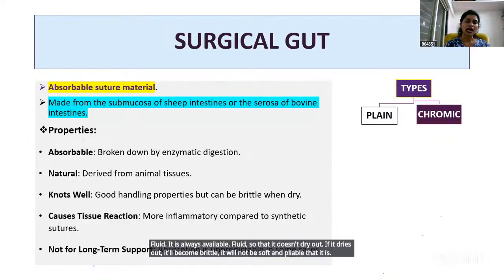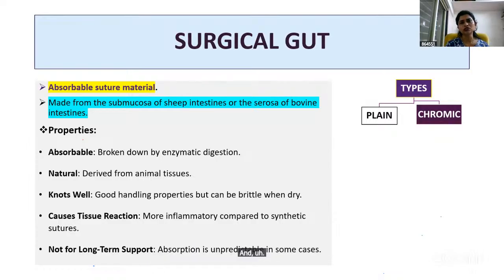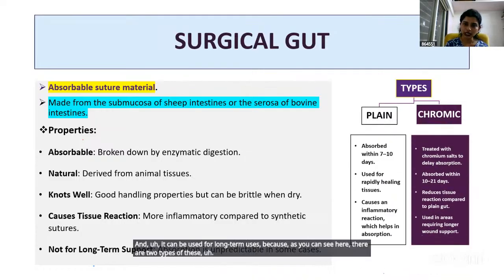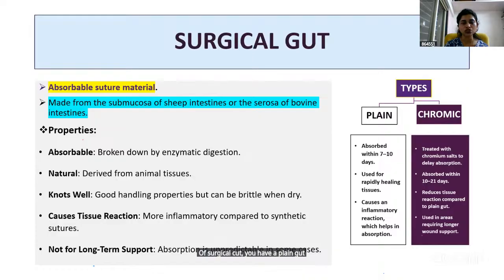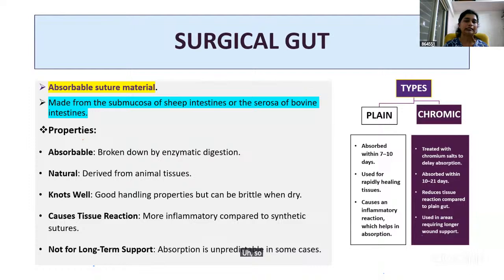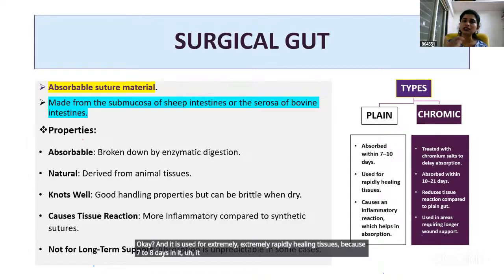And it cannot be used for long-term uses because, as you can see here, there are two types of surgical gut. You have a plain surgical gut suture, and we have a chromic surgical gut suture. The plain one is absorbed in 7 to 10 days, and it is used for extremely rapidly healing tissues. 7 to 8 days, it cannot last more than that.